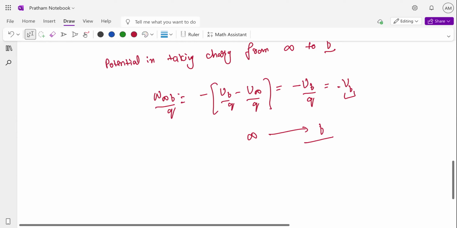Now I can say that it is the work done by electric force when a unit charge is moved from infinity to a particular point B. Earlier I was saying work done by electric force in moving a charge from A to B. Now I have replaced A with infinity. So you can also call this VB equals negative W infinity to B divided by Q. What is the work done in taking a charge from infinity to B?